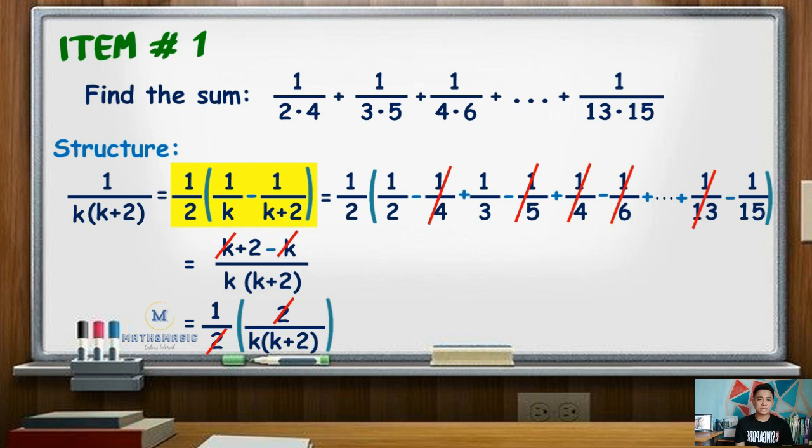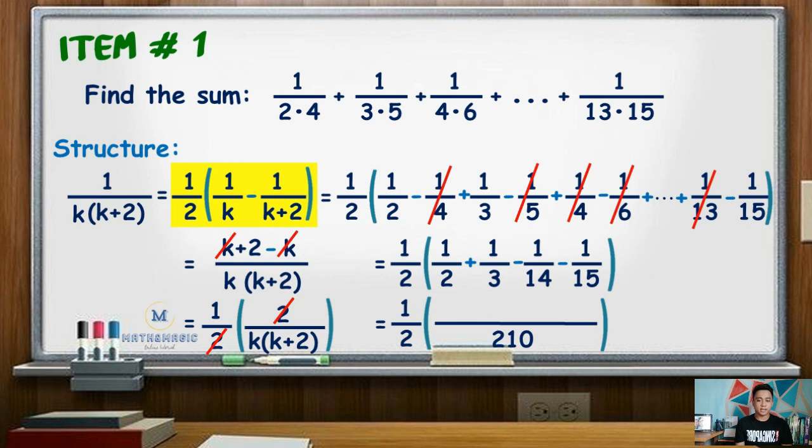What remains now inside the symbol of grouping are positive 1 half plus positive 1 third minus 1 over 14 minus 1 over 15. Getting the LCD of 2, 3, 14, and 15, we have 210. We divide 210 by 2, that is 105. Then we multiply it by the numerator 1, that is 105. For 1/3, same process will be applied. 210 divided by 3, that is 70, times 1, so we have positive 70.